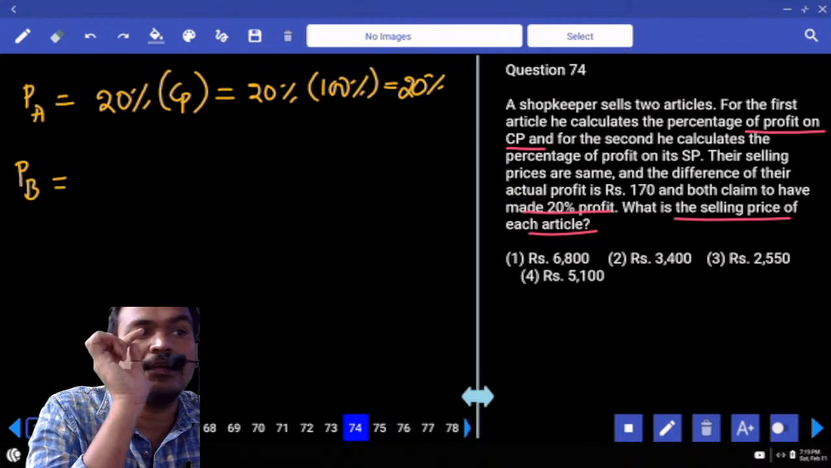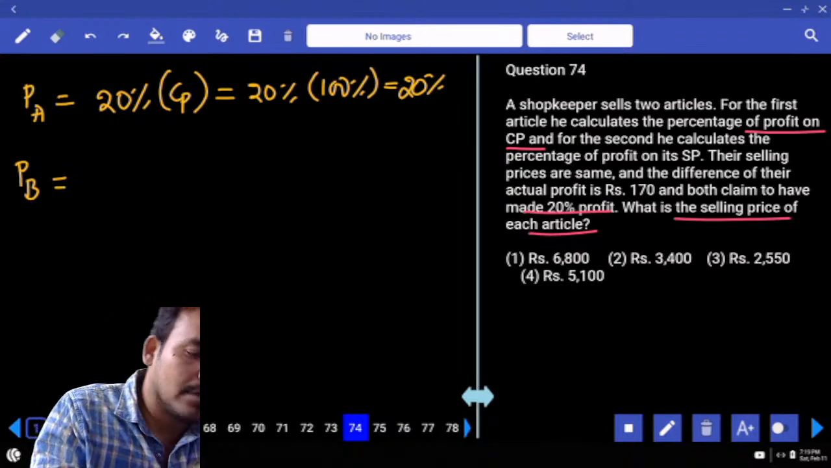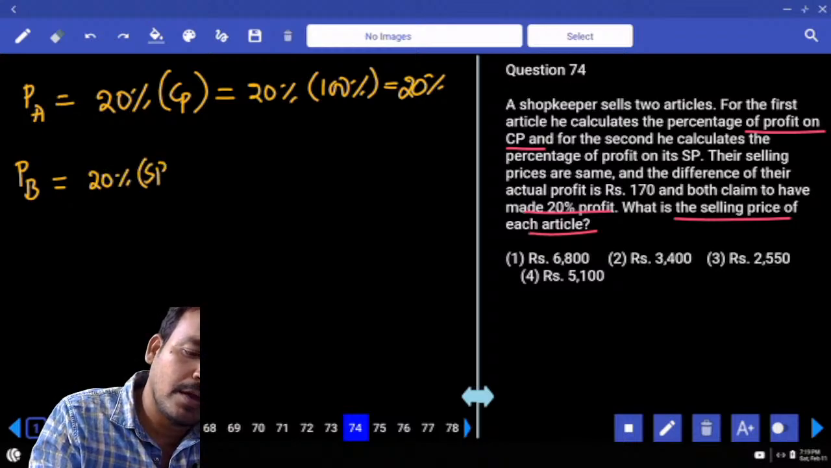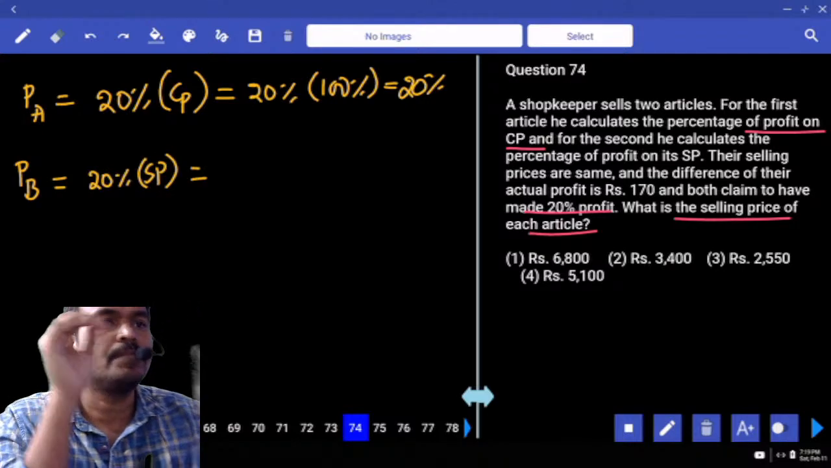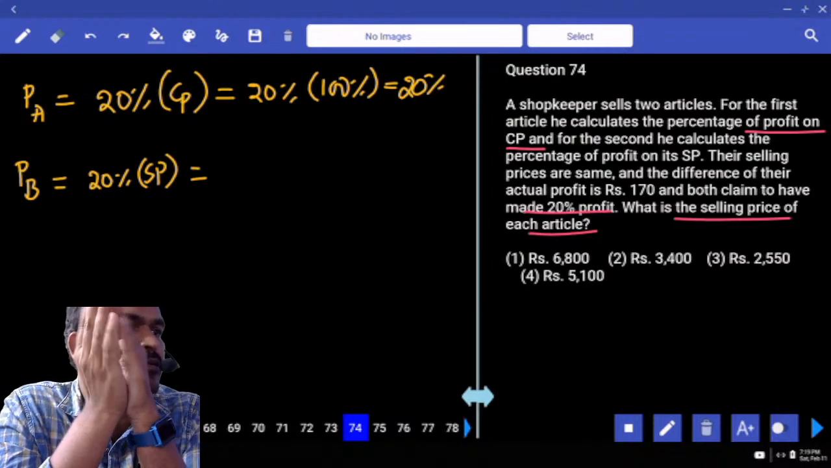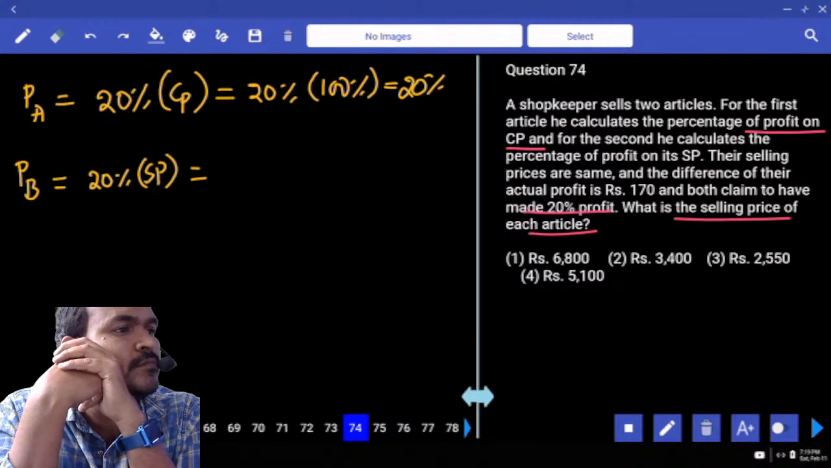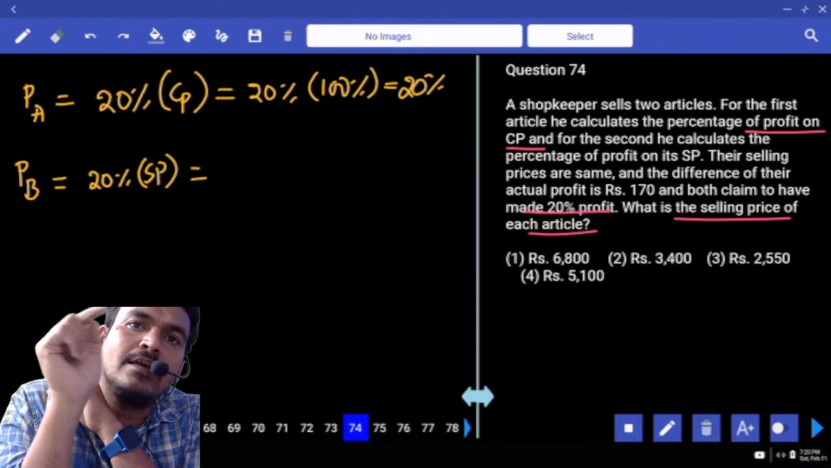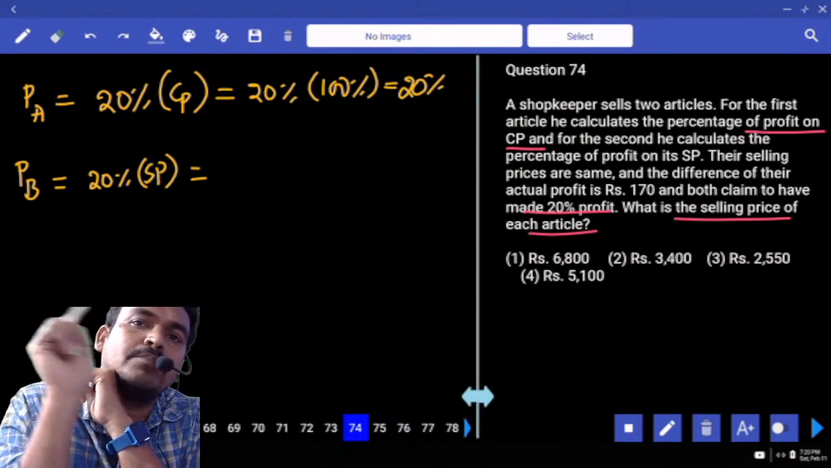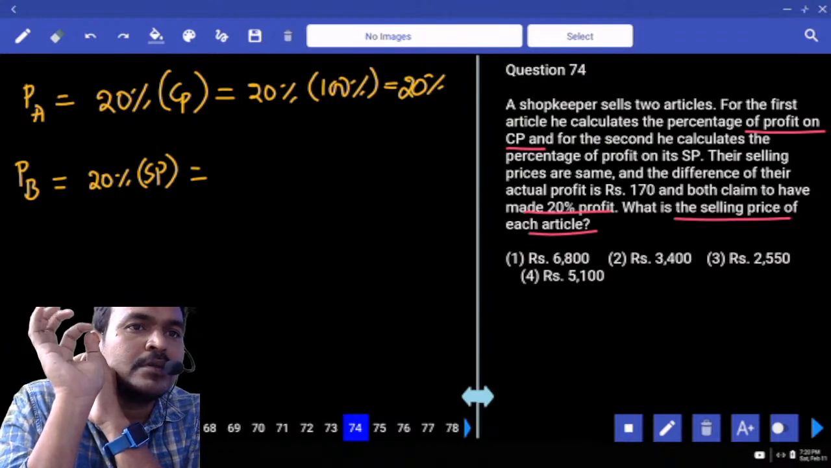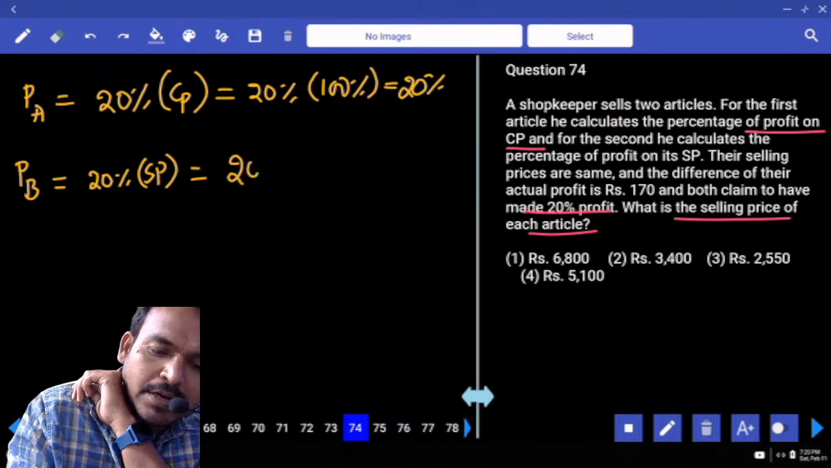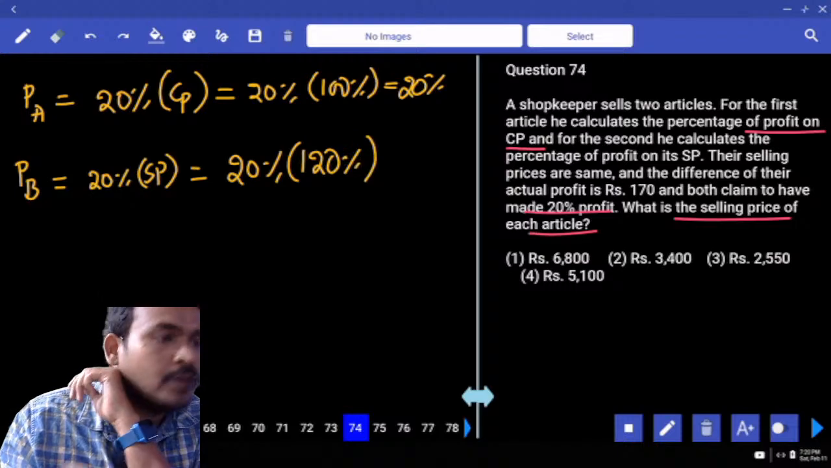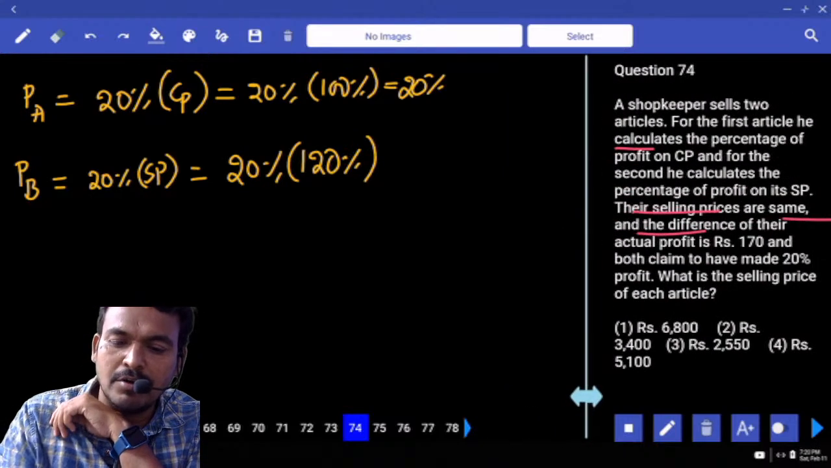Profit on the second article is calculated on which one? Selling price. Means profit on the second article we take 20% of SP. Okay. If cost price is 100%, 20% profit means selling price is 120%. Means second article profit is calculated on selling price. What is the selling price of the second article? 120%. Then we take 20% of which one? 120%. What is 20% of 120%?